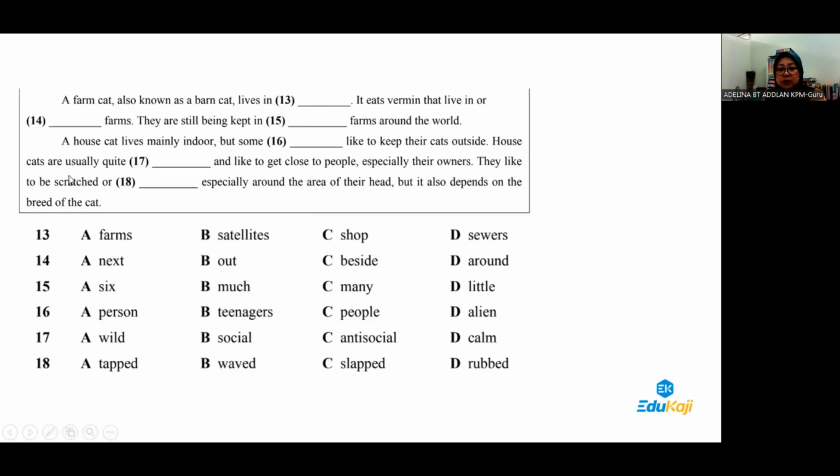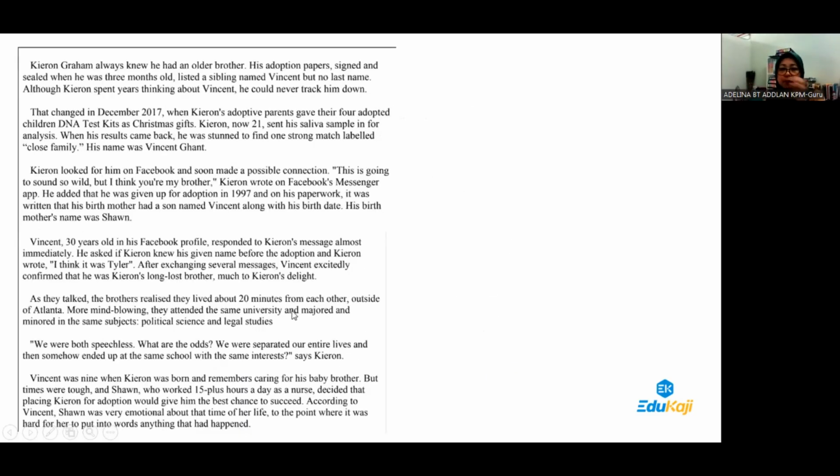Look at the question. Look at the text. They like to scratch or rub, especially around the area of the head, but it also depends on the breed of the cat. They like to be rubbed other than scratched. Do they like to be tapped? Do they like to be waved? Do they like to be slapped? Or do they like to be rubbed? This is an action word, but all in a form of a past tense. Okay? Alright. Now let's look at part 3.